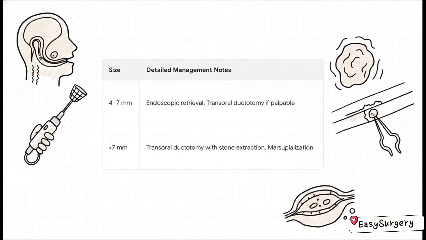What if that distal stone is mid-sized, say between 4 and 7 millimeters? In that case, you'll use endoscopic retrieval, typically utilizing a basket or forceps, or you can perform a transoral ductotomy if the stone is actually palpable. For the larger stones, anything over 7 millimeters, the pathway requires a transoral ductotomy with stone extraction, followed by marsupialization of the duct if required.